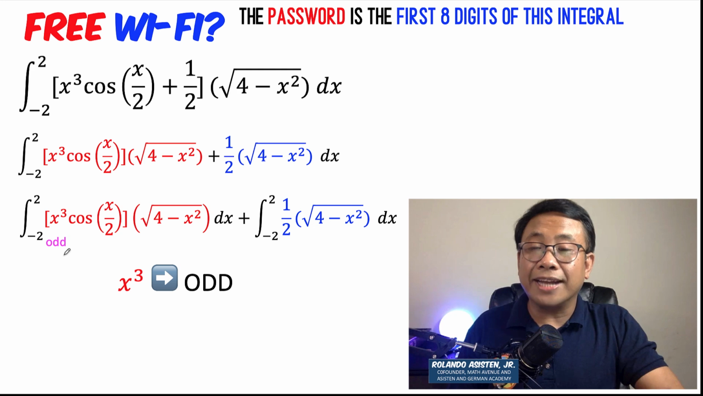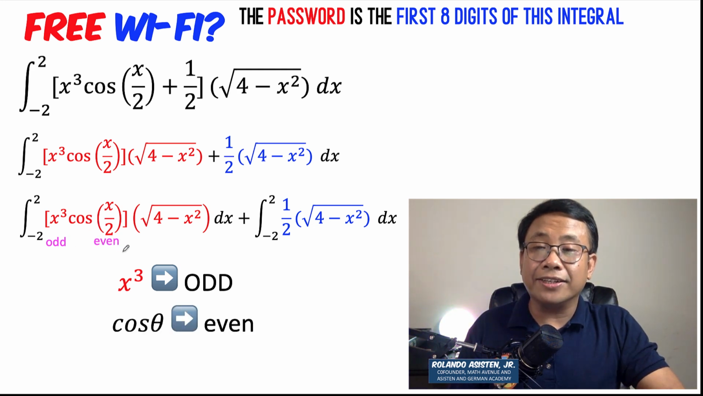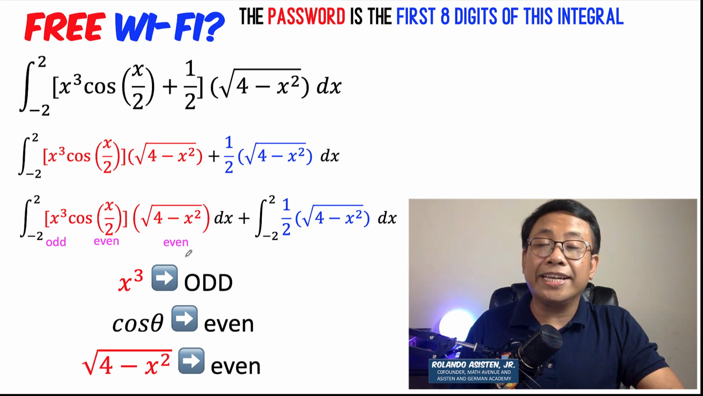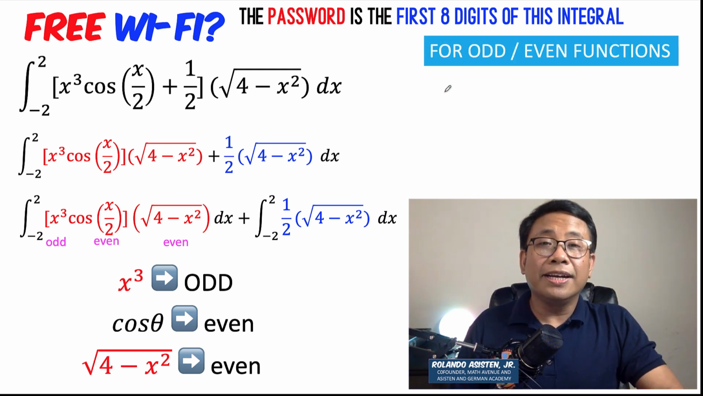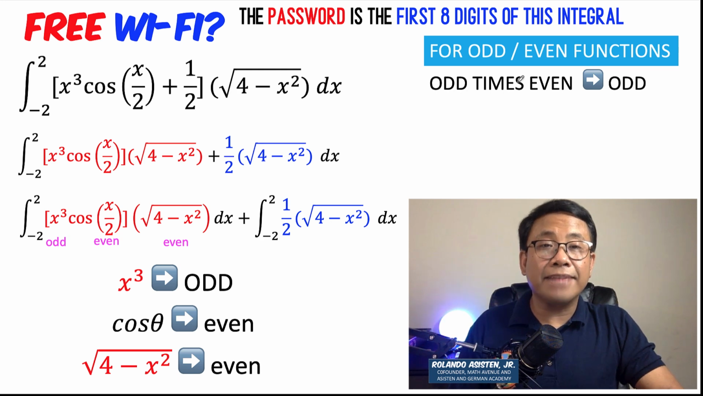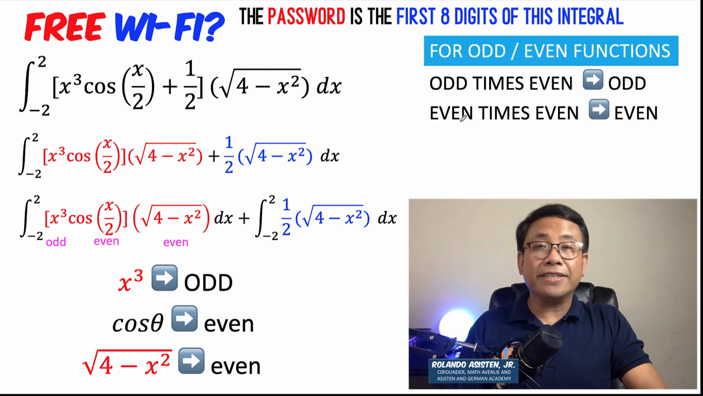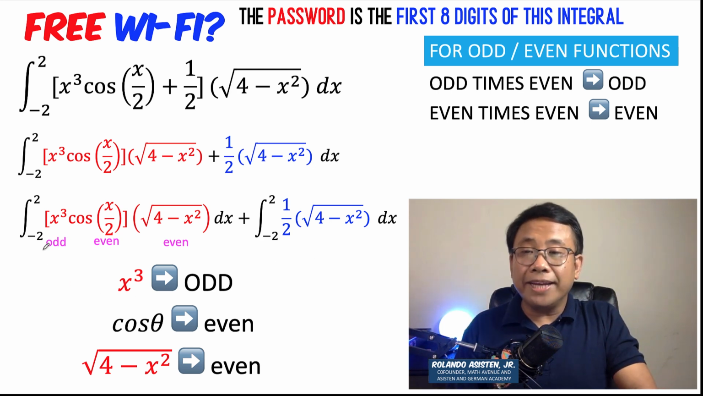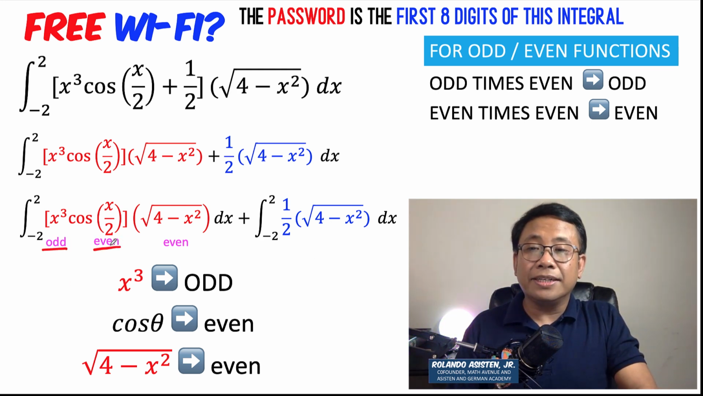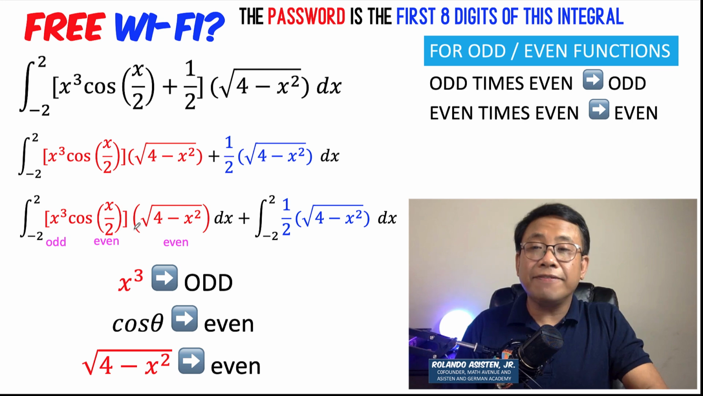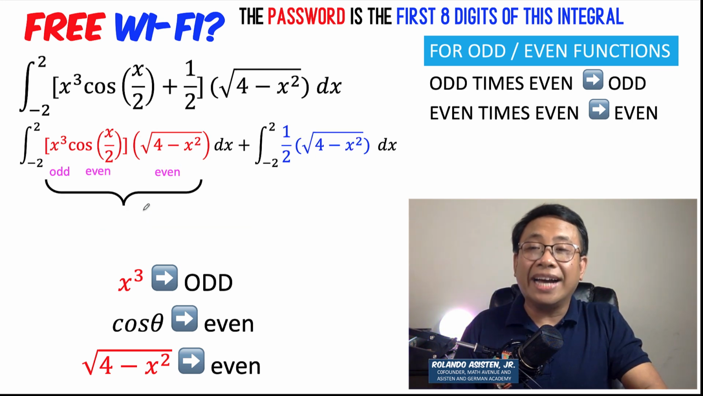Notice that x cubed is an odd function, cosine is an even function, and the square root of 4 minus x squared is an even function. Now let's recall that if we multiply an odd function times an even function, the result is an odd function. Also, if you multiply an even function times an even function, the result is an even function. So in here, when we multiply this odd function times another even function, the result would be an odd function. And that odd function times an even function, the result is also another odd function. So when multiplied, these three functions would result in an odd function.